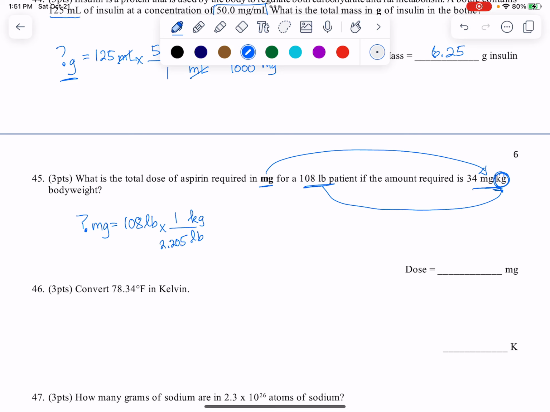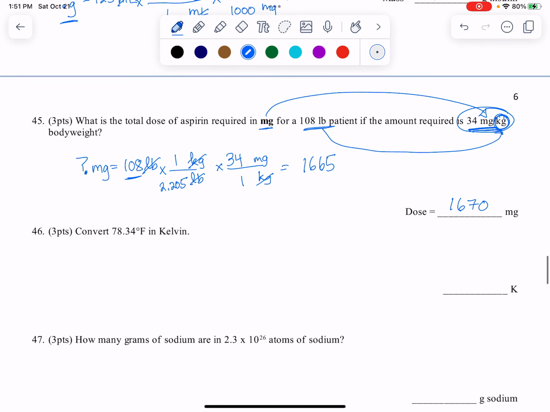Or if I look at it on the sheet. All right. And then once I've got the kilograms, I'll use that conversion factor to do kilograms to milligrams. There are 34 milligrams per 1 kilogram. That's what that number means. And so I punch that in my calculator, I get 1665. I should go to 3 significant figures. So 1670, or I can write it in scientific notation.